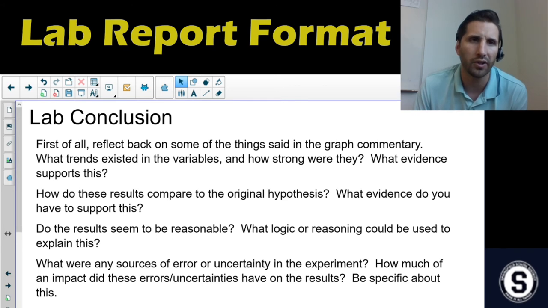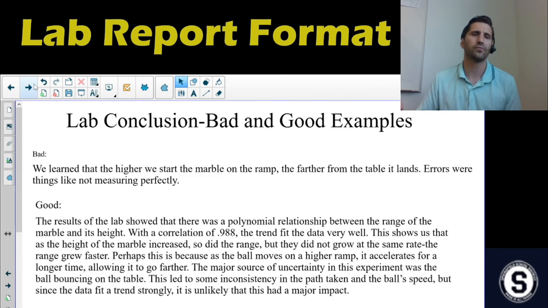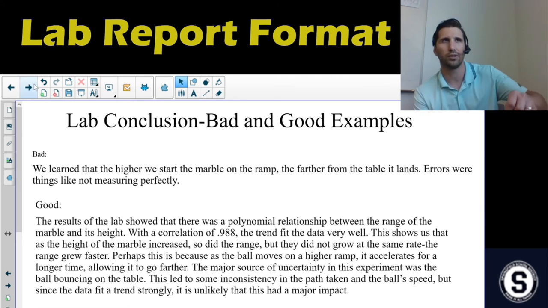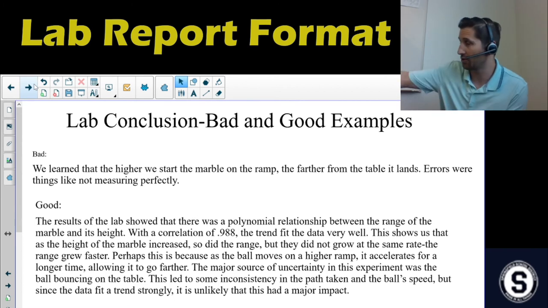Okay, so I have an example here. If we take a look, here's a bad example. We learned that the higher we start the marble on the ramp, the farther from the table it lands. Errors were things like not measuring perfectly, right? This is a conclusion I've gotten from a student before. If you think about the lab that we just completed with the range of a marble rolling down the ramp, you pretty much know that that's going to happen before you even do the experiment, without measuring anything. If I raise it up higher on the ramp, it's going to land farther away.